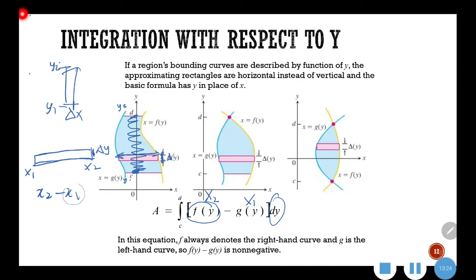Faham tak? So as it is stated here, in this equation, f always denotes the right hand curve and g is the left hand curve. Macam saya cakap tadi, x2 minus x1, yang paling kanan minus yang kiri. So f(y) minus g(y) is non-negative.